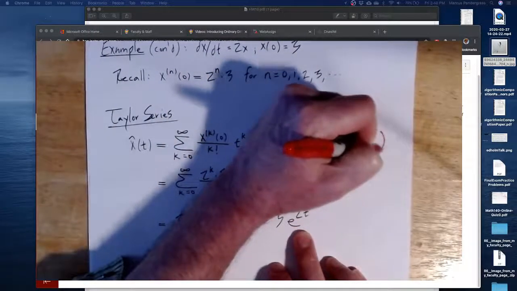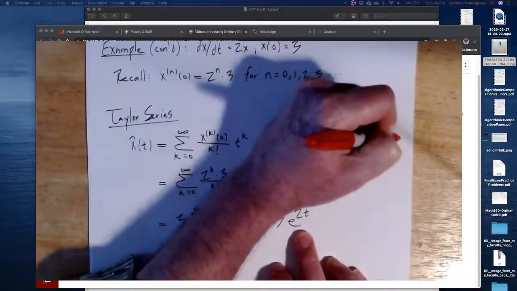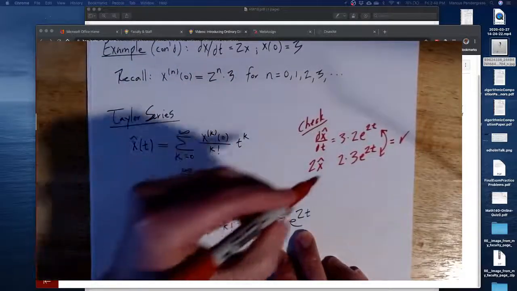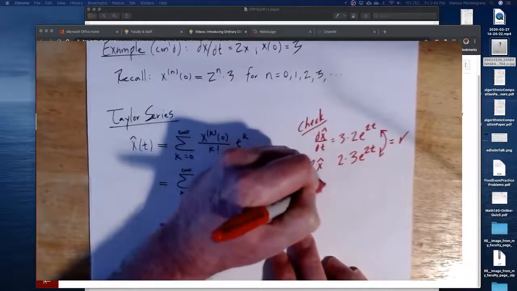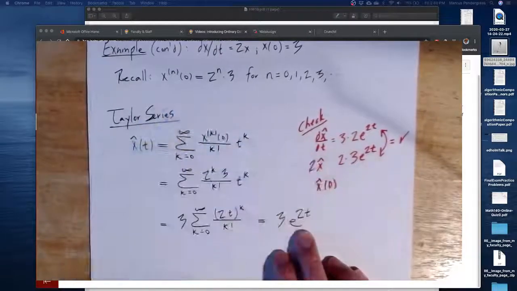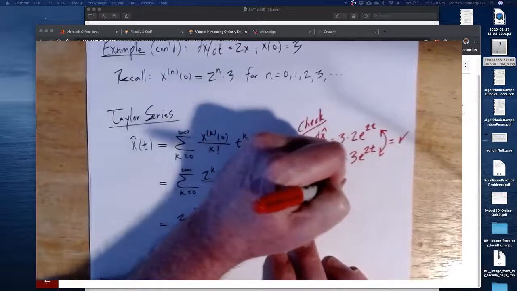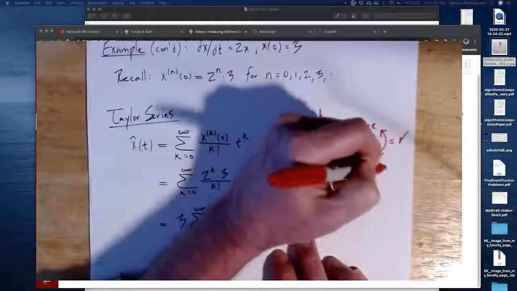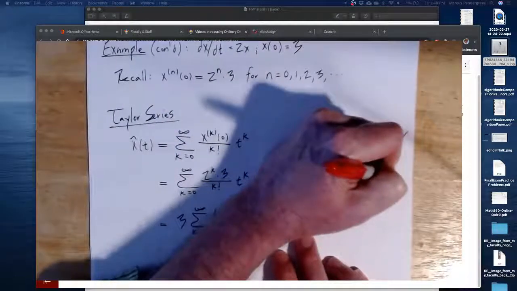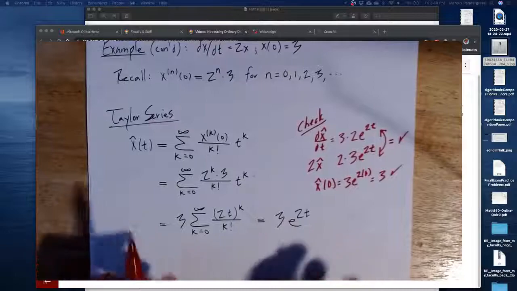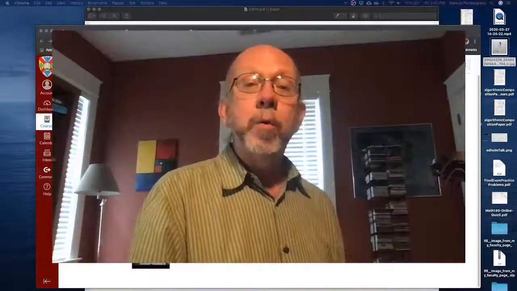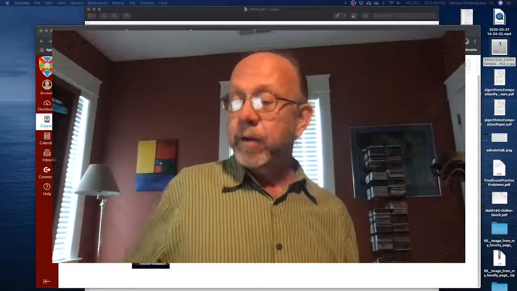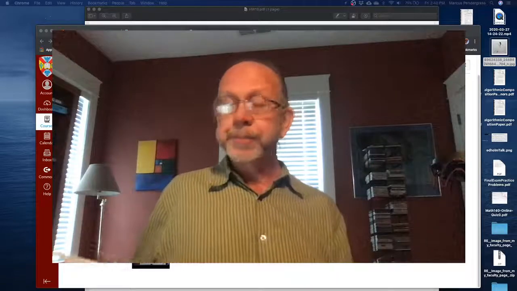So those two things indeed are equal, and so at least we know that solution satisfies the ODE part of the initial value problem, and then just make sure it satisfies the initial condition by plugging in t equals 0 to x hat, so you get 3e to the 2 times 0, and that's just 3 times 1, which is 3, and that's what we had as our initial condition up there. And so we've verified now that we have the correct solution, and we got it through Taylor series.